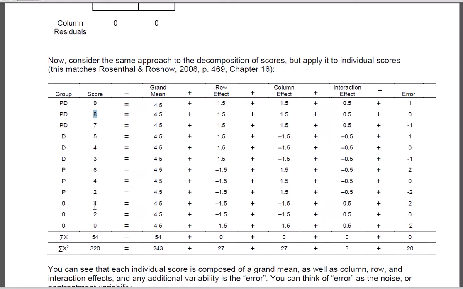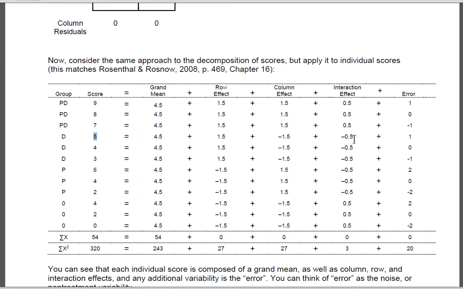So for every individual here, let's take one from the drugs group, this person here, just to show a different pattern. This person's score of 5 is composed of the baseline for the experiment, which is 4.5, plus 1.5. Well, now we've got too much, because 4.5 plus 1.5 is 6. Well, the person has a score of 5. Well, we lose that 1.5 over here, because that person did not get psychotherapy, which is the column effect. So they get a deficit instead of a benefit here. They get a deficit of 1.5.